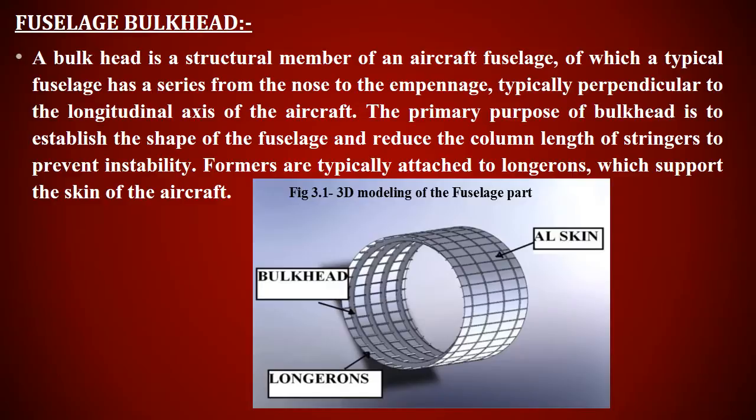This is the main diagram of the fuselage's bulkhead. A bulkhead is a structural member of the aircraft fuselage, of which a typical fuselage has a series from the nose to the empennage. The primary purpose of the bulkhead is to establish the shape of the fuselage and reduce the column length of stringers to prevent instability. We have already designed this bulkhead in CATIA software.